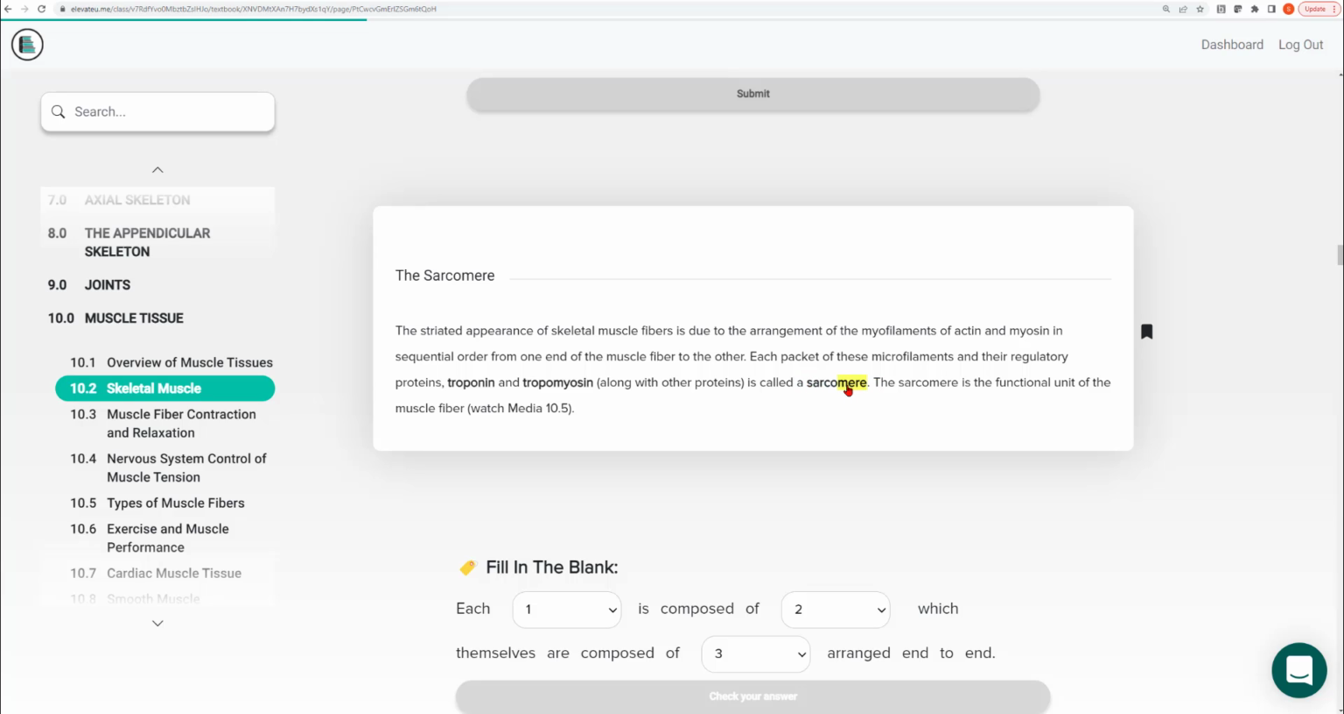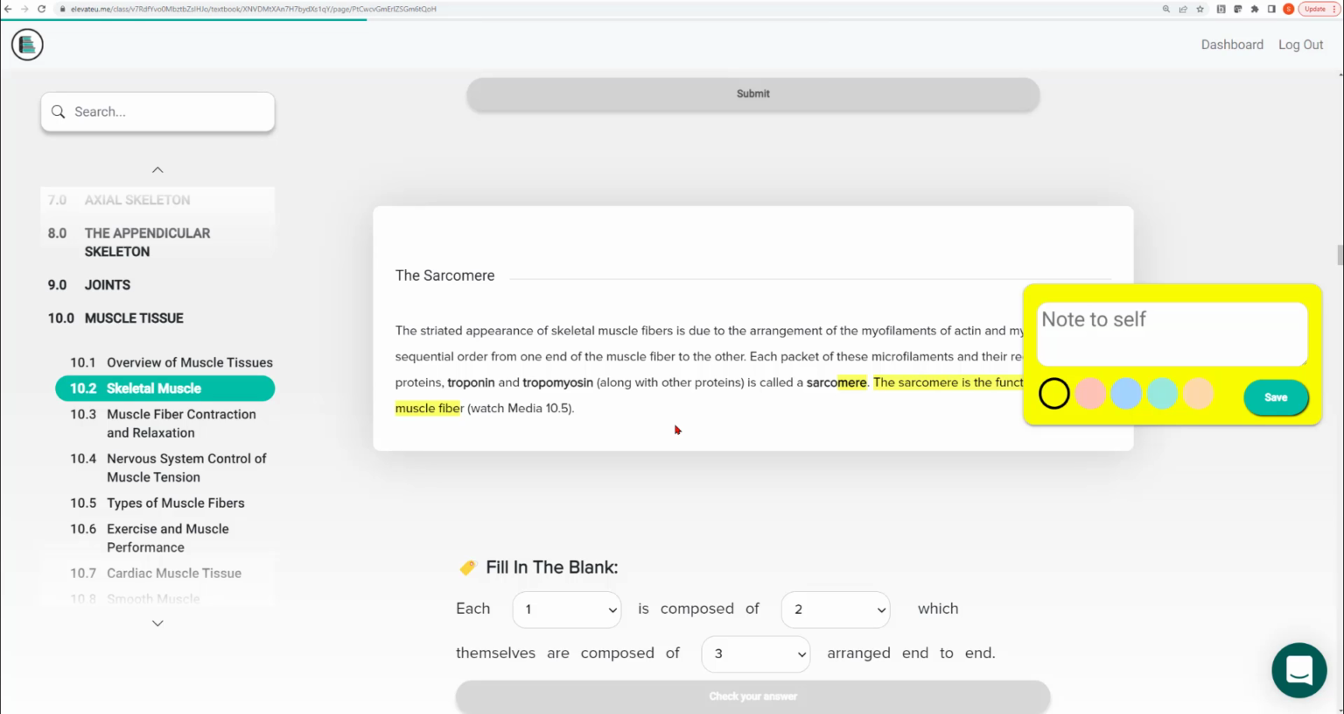And this is a microscopic portion. And we're going to say that the sarcomere is the functional unit of a muscle fiber. This is mentioned in video 10.5. Make sure you review this. But a sarcomere is the microscopic functional unit of a muscle fiber.